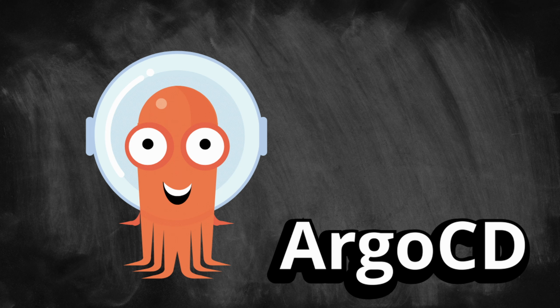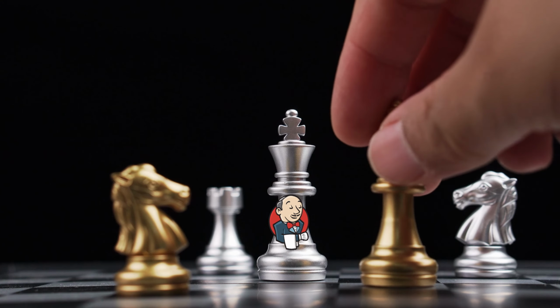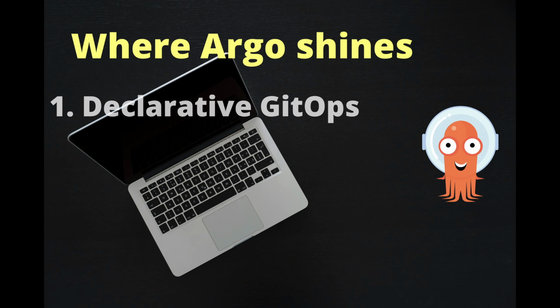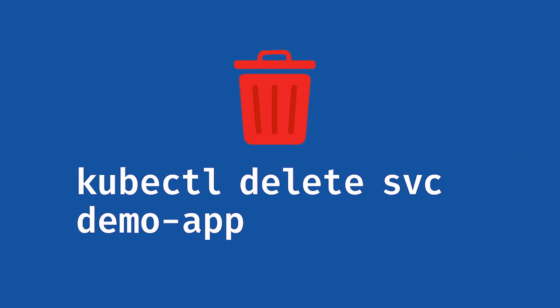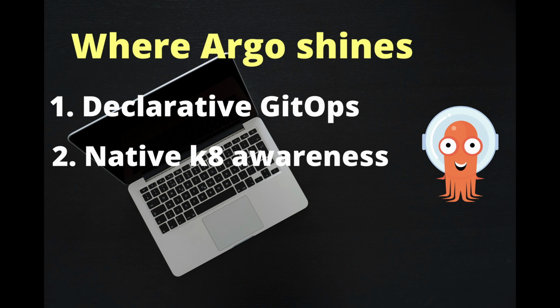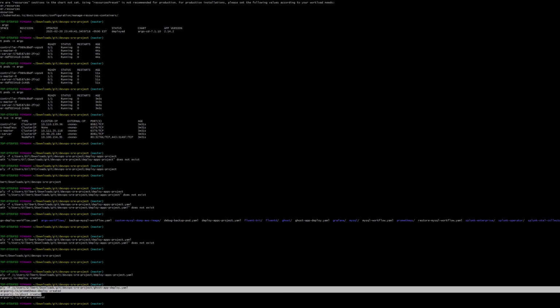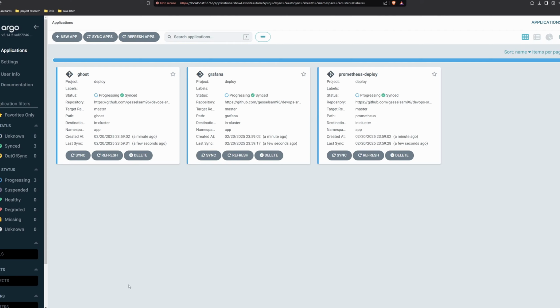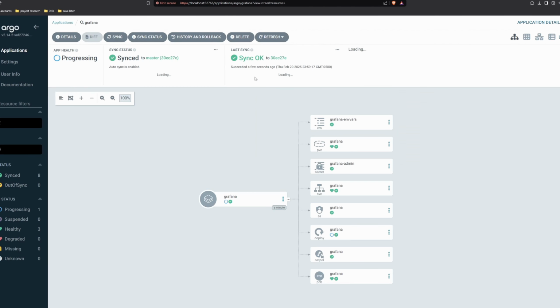Now enter ArgoCD, designed from the ground up for Kubernetes and GitOps. Here's why ArgoCD dominates. Declarative GitOps. Your source of truth is Git. So ArgoCD constantly compares your cluster to what's in Git and syncs it. If someone changes something manually, like deleting a service in your Kubernetes cluster, ArgoCD flags it and rolls it back. Native Kubernetes awareness. ArgoCD understands Kubernetes objects, so it can visualize your resources, show health statuses, and track diffs between Git and your cluster, all in real time.